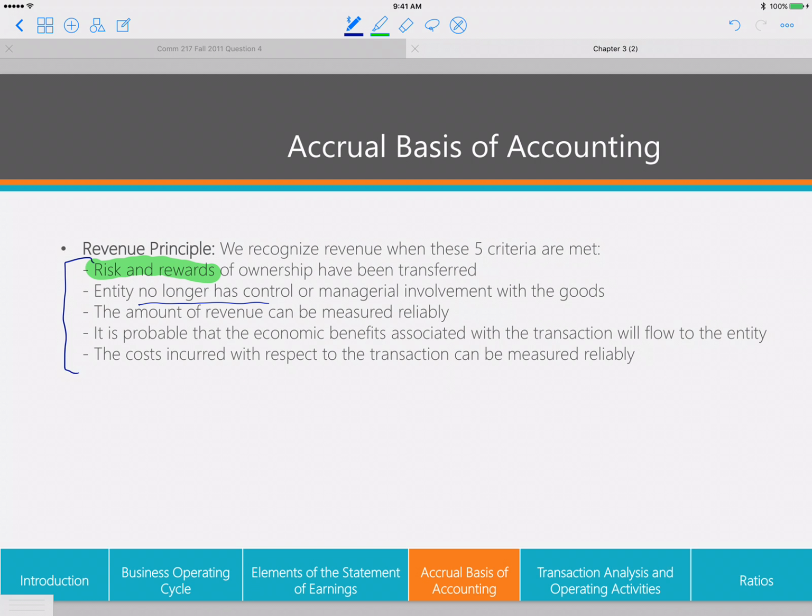The amount of revenue can be measured reliably. So we know roughly, or quite reliably, what we're going to receive for the good or services. It is probable that the benefits associated with the transaction will flow to the entity, meaning we reliably believe we will be paid for actually providing the good or service, and the costs incurred with respect to the transaction can be measured reliably. And so when these 5 criteria are met, we can actually recognize revenue.